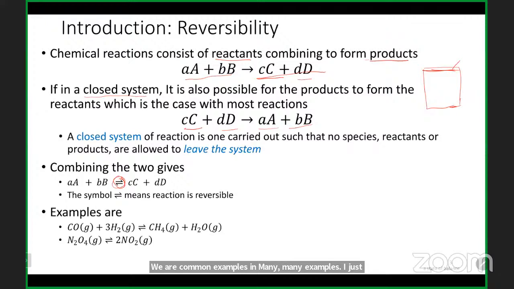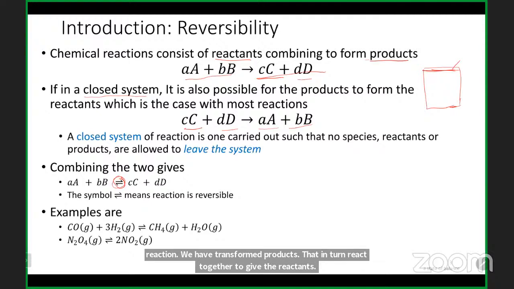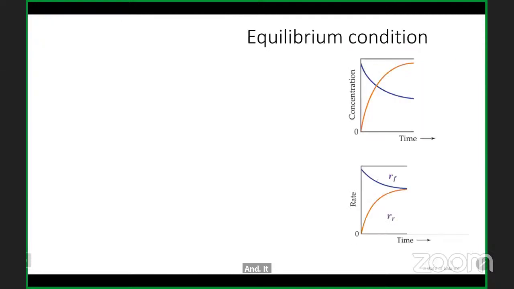Now, what is the condition for equilibrium? So we said you are dealing with chemical equilibrium. The first thing is that your reaction must have some form of reversibility. So we say that a reversible reaction is a chemical reaction where reactants form products that in turn react together to give the reactants. Equilibrium means balance.